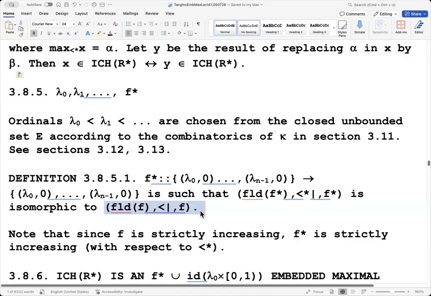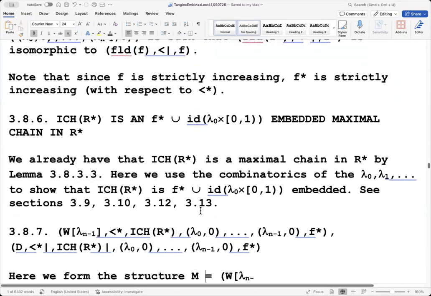Getting an embedded maximal chain. We solved the problem in the transfinite, and then argue that that solves the problem in the original rationals by elementary extension, by using elementary substructure. So we claim to have solved the problem here, although this is a placeholder for the actual combinatorics. But that's what happens.